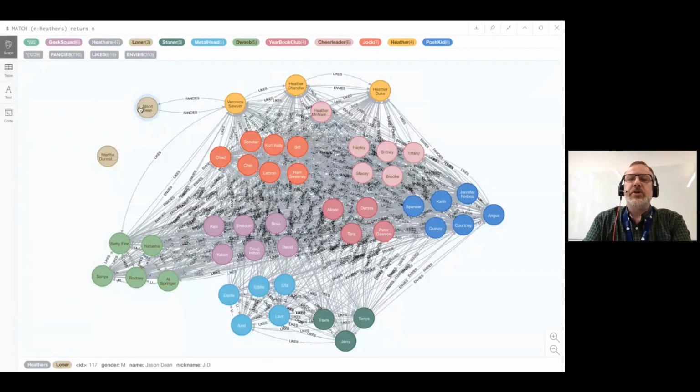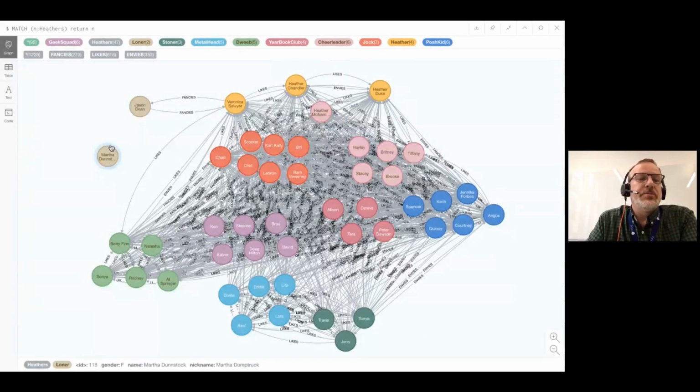So Jason Dean is the newcomer to the school. He's a bit of a bad boy. He ends up getting involved in some of the darker aspects of the plot line. He really likes Veronica Sawyer. She really likes him, but he doesn't really have many other friends. He's a loner. And then we have another loner who has no connections, poor Martha Dunstock, who's the tragic hero of our film. She doesn't really have any friends, so we would expect her PageRank to be quite low.